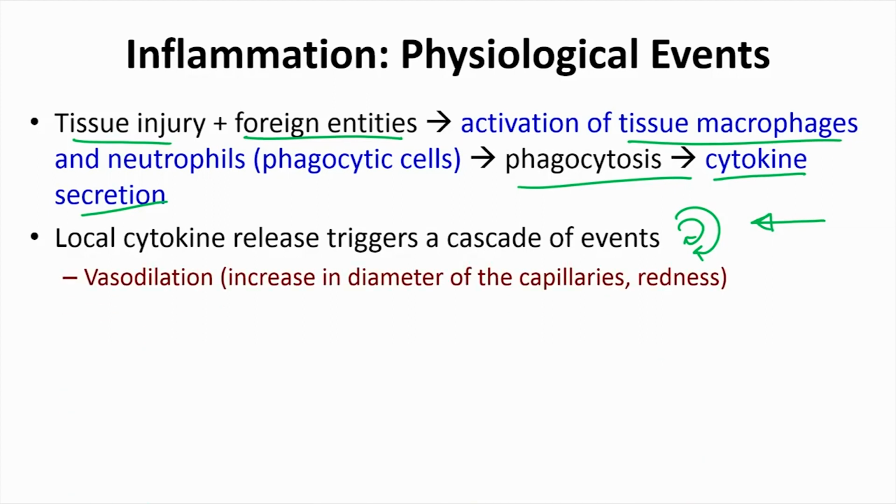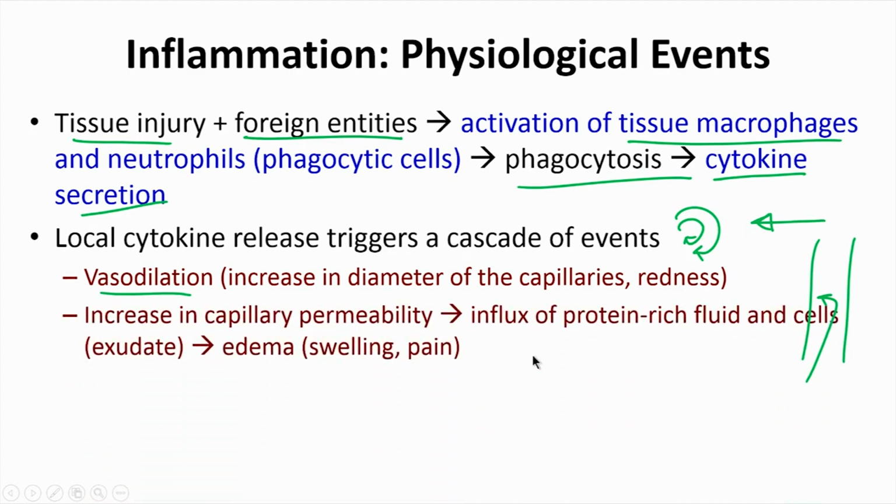And some of the other cascade of events is, first of all, vasodilation. So, now they will also dilate your blood vessels, which means that more immune cells can come into the site, and that is why you see that the site becomes fairly red. That is because the blood circulation has increased there.